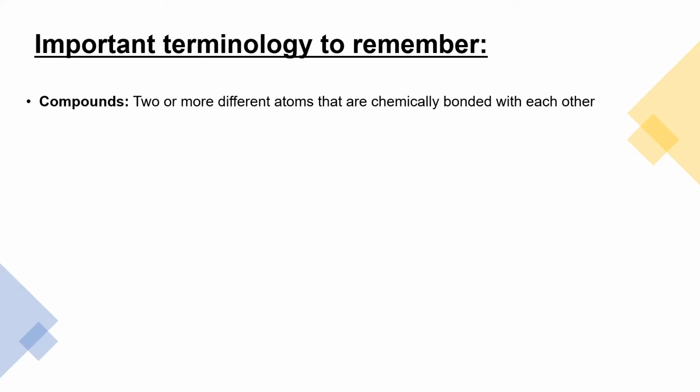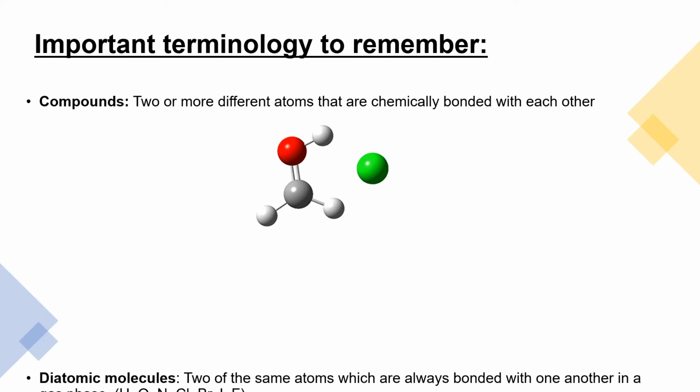Compounds can be considered to be two or more different atoms or elements that are chemically bonded with one another. When they bond together, a new substance is formed.